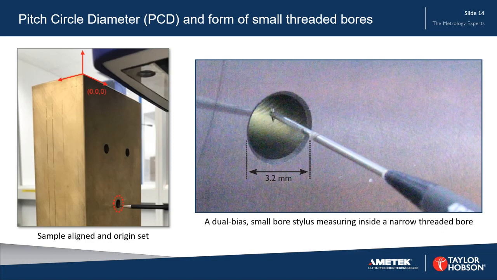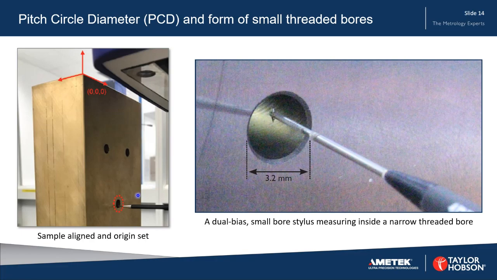Here's another example of looking at pitch circle diameter, but this time we're measuring inside this hole here, a very small hole of diameter, in this case, 3.2 millimeters. The hole is threaded. And again, we're interested in the thread itself and in the diameter of the thread as before.